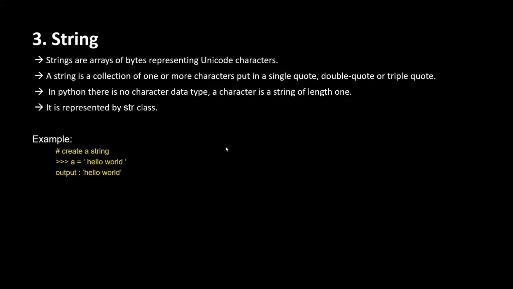Okay, it is represented by the string class. It is a small thing how we can represent a string. The length of a single character string is 1. For example, here creating a string: a is equals to hello world. Output we get hello world. A group of words placed between single quotation is a string. Here the example: a is equals to some words placed in a string within single quotation. So that's why we can say that it is a string.